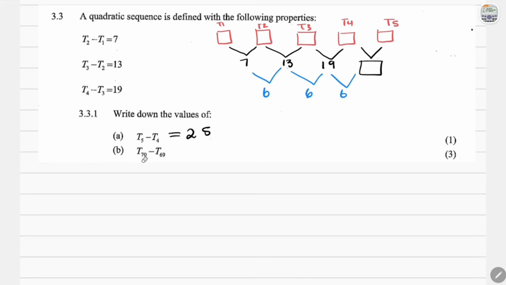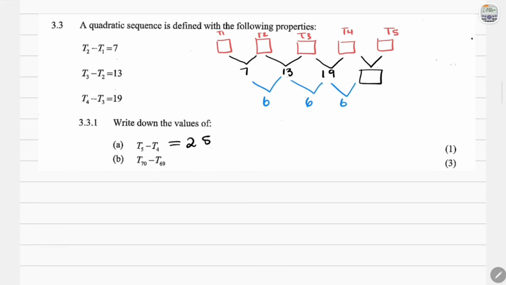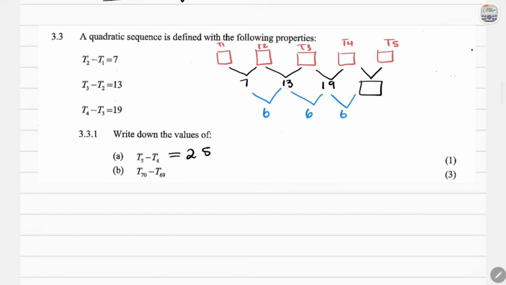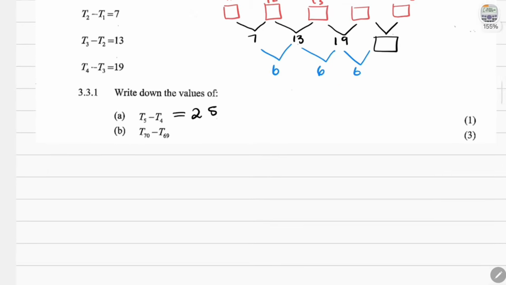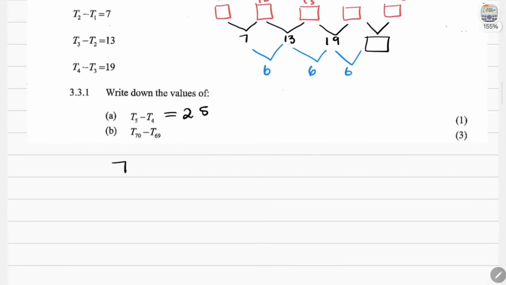And then term 70 minus term 69. And yeah, you see, you can't just keep adding 6 and then 6, it's going to take really long. So what you can do at this point is actually find the formula for your linear pattern. So here's our linear pattern. It is 7, 13, 19.